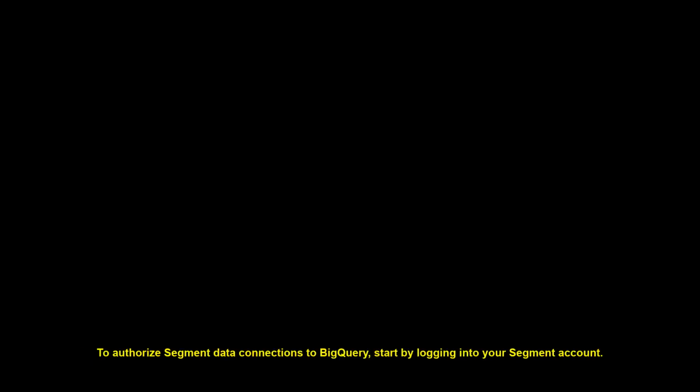To authorize segment data connections to BigQuery, start by logging into your segment account. Navigate to the connections page in your segment workspace. Click on that Add Destination button. Search for and select BigQuery from the list of available destinations. Click on the Configure button to set up the BigQuery connection.